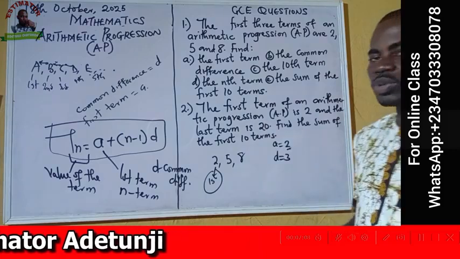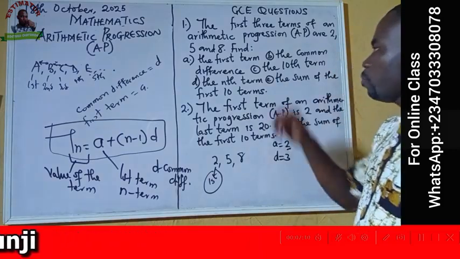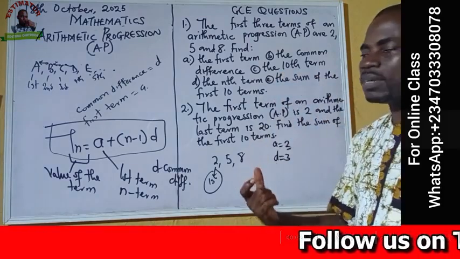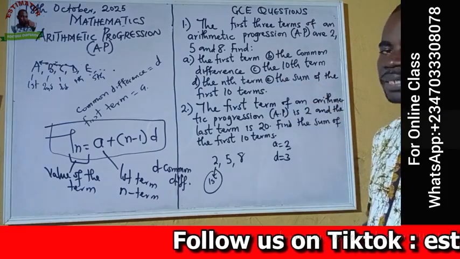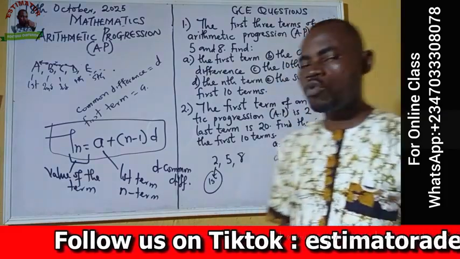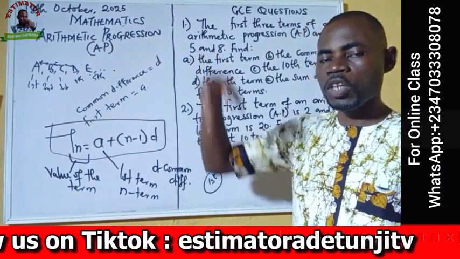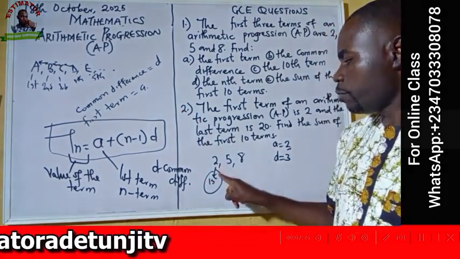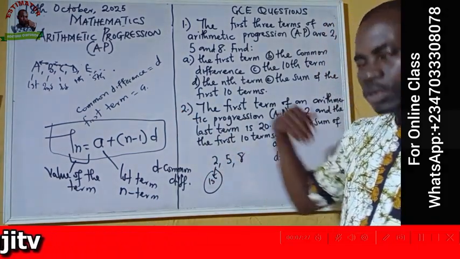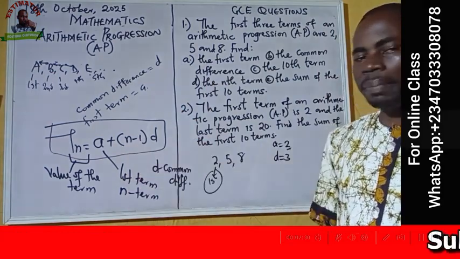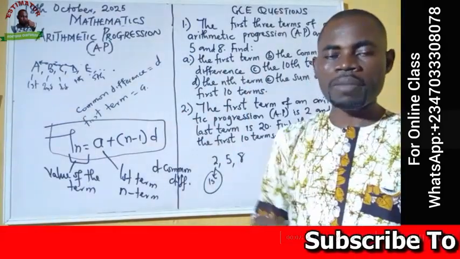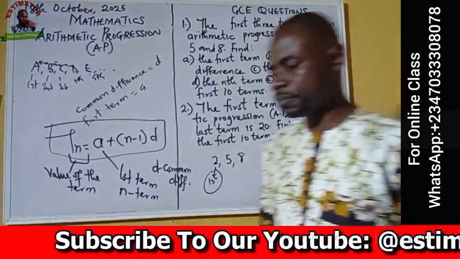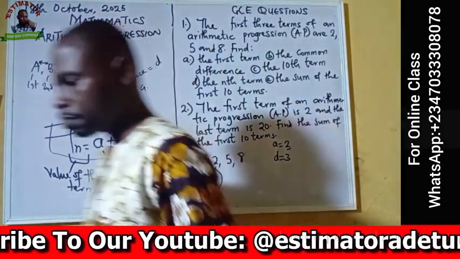We have answered 2 questions. 1A gone, 1B gone. Now the third question said we should find the 10th term. That is when n is 10. When n is 10, what will be the number that will occupy the position number 10 on this particular AP 2, 5, 8 and so on? Now let's apply this formula and see what number will occupy that 10th position. All right, let me rub this page.